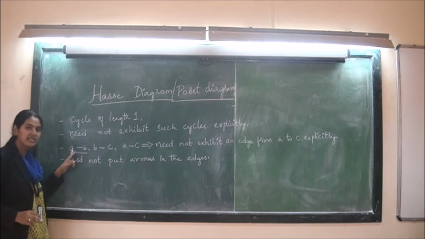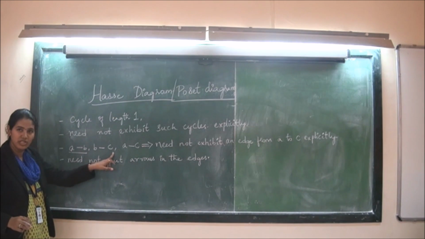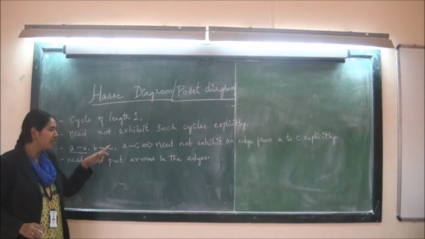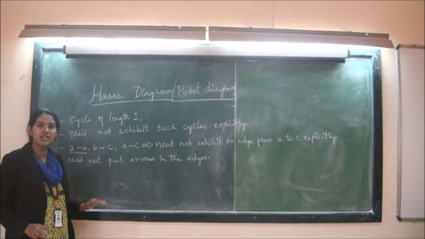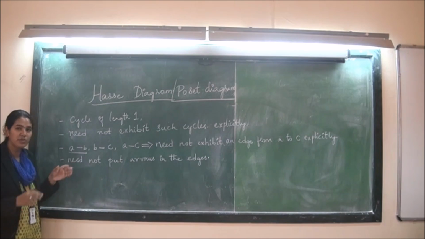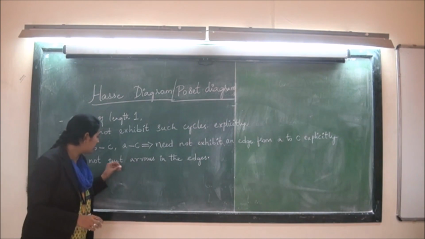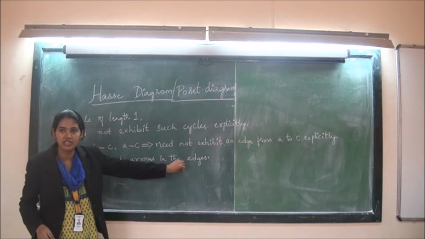are related like this, that is A is related to B and B is related to C, then no need to explicitly specify by drawing the edges from A to C. It's automatically understood. And no need to put any arrows in this diagram of the partial order. So there is no need to put the arrows on the edges.